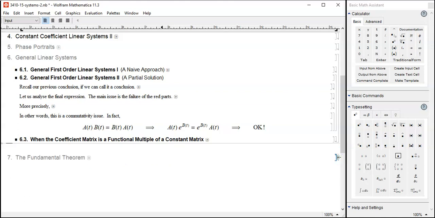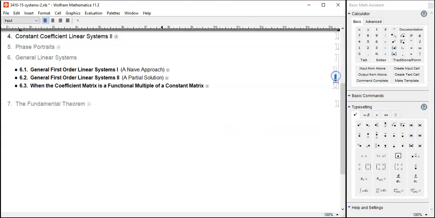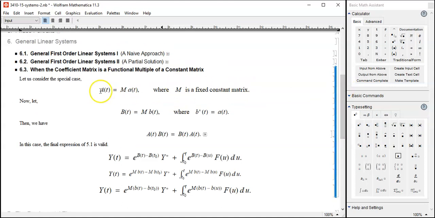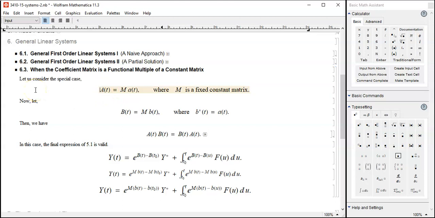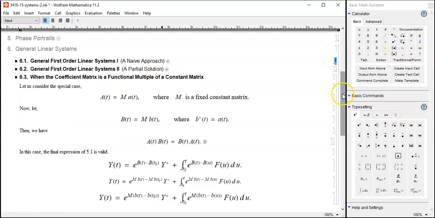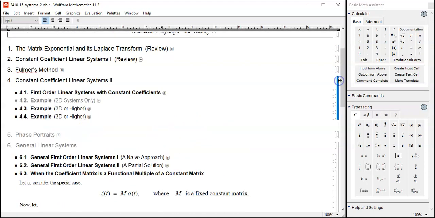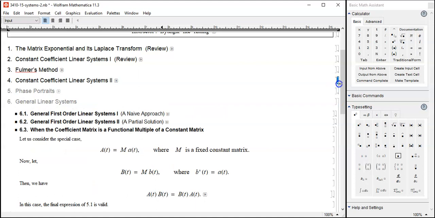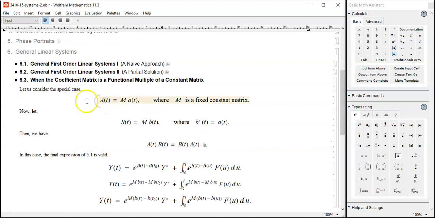In general, it doesn't. So in what other case do we have the commutativity? There can be many, but one very typical example is this. It's an overly simplified model, but still it's a little bit more general than this. Here we had a constant coefficient matrix, but here let us consider capital A of t as a constant matrix M times a scalar function. So this A of t has some t expression in there.